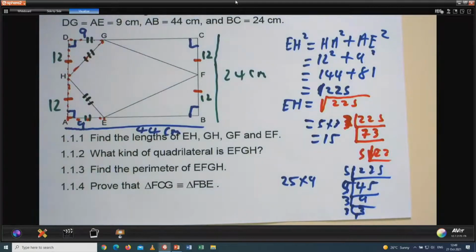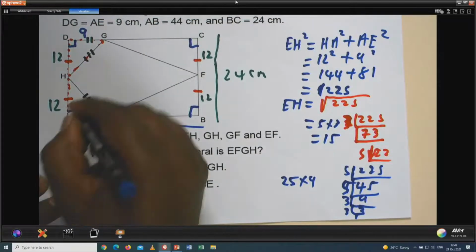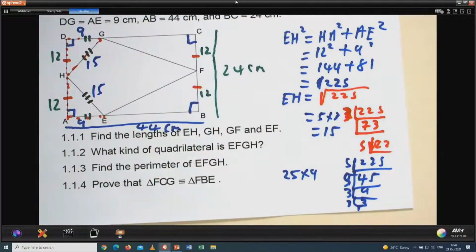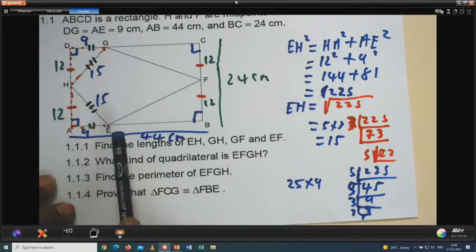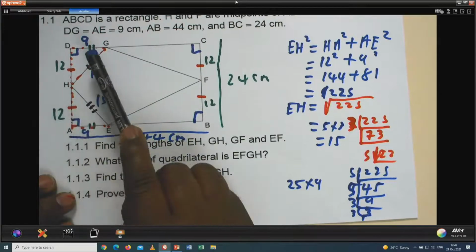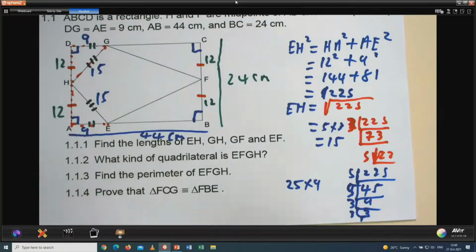Right? We've got our EH, which is covered. And remember, because we know these sides are equal already, therefore you have done your EH. Now they're looking for GH. Already, because you have calculated EH, and because of congruency, you know they are equal. Therefore, that is 15.